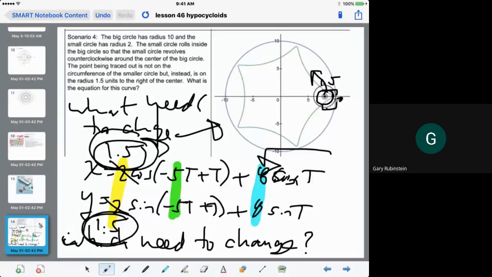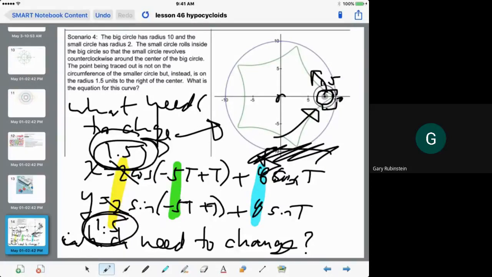So Jonas says 7.5. Well, it turns out that the 8 actually does not have to change, because the center of the circle, whether you're thinking of it as the small circle with radius 1.5, or if you're thinking of it as a circle with radius 2, either way, it's the center of the circle is still 8 away from the center of this circle.